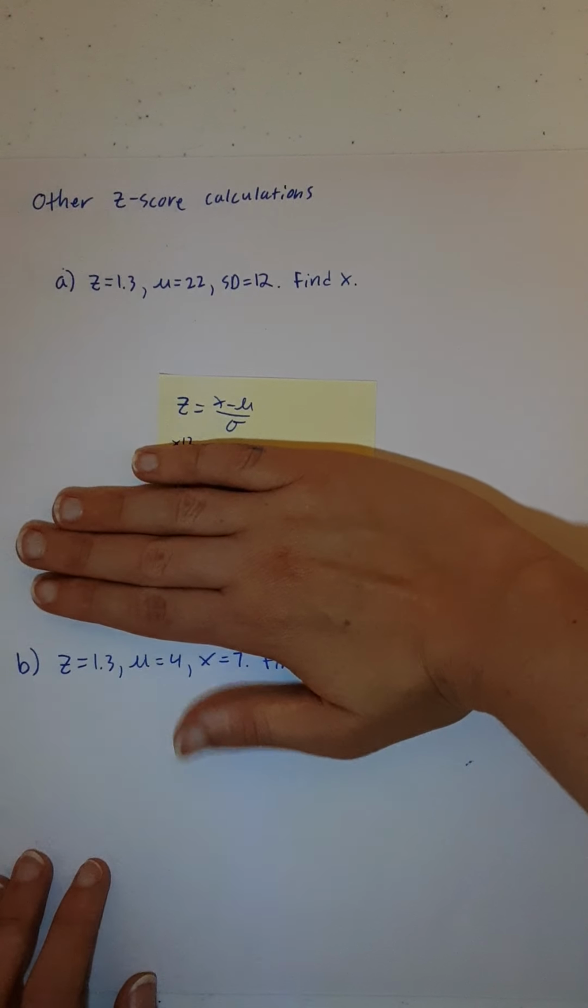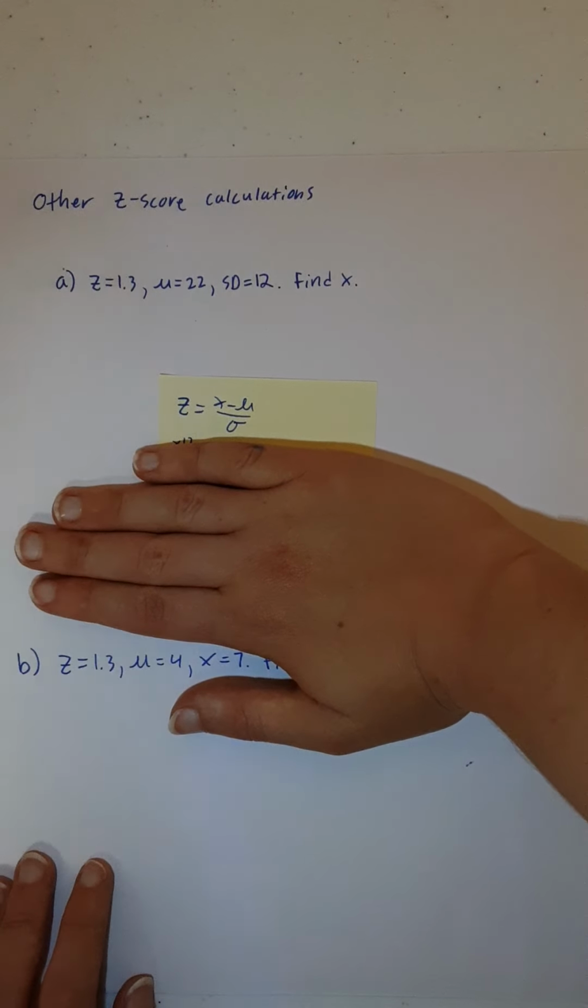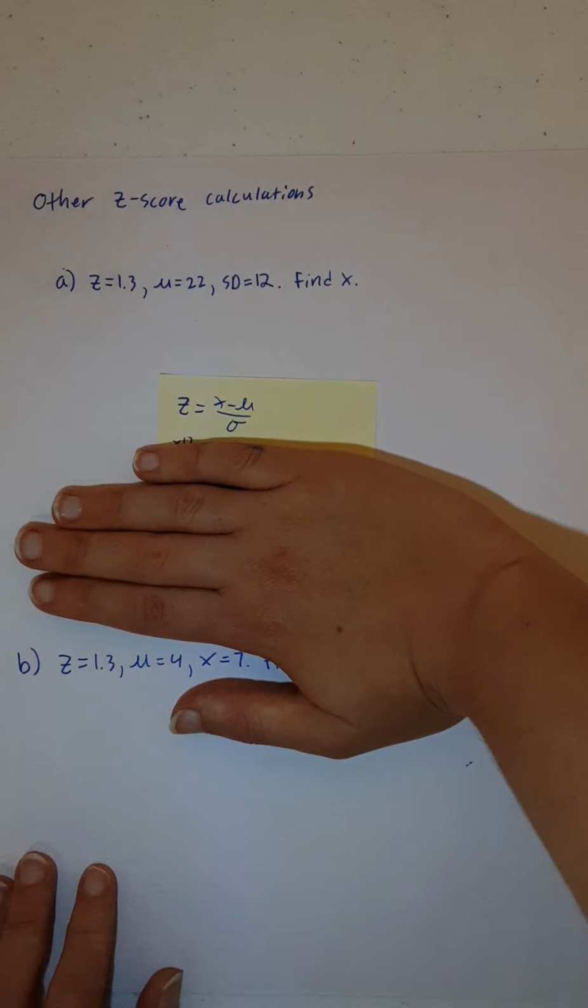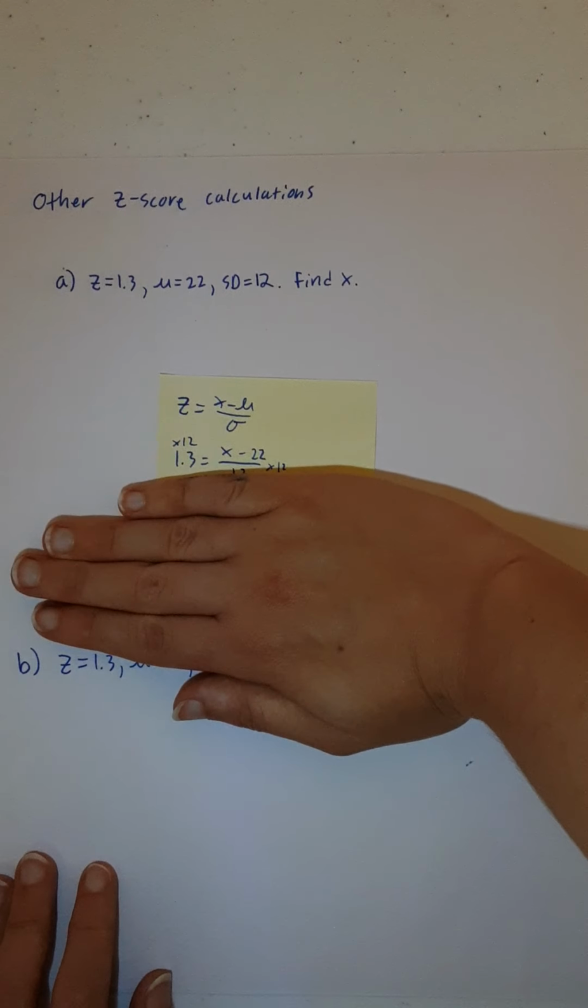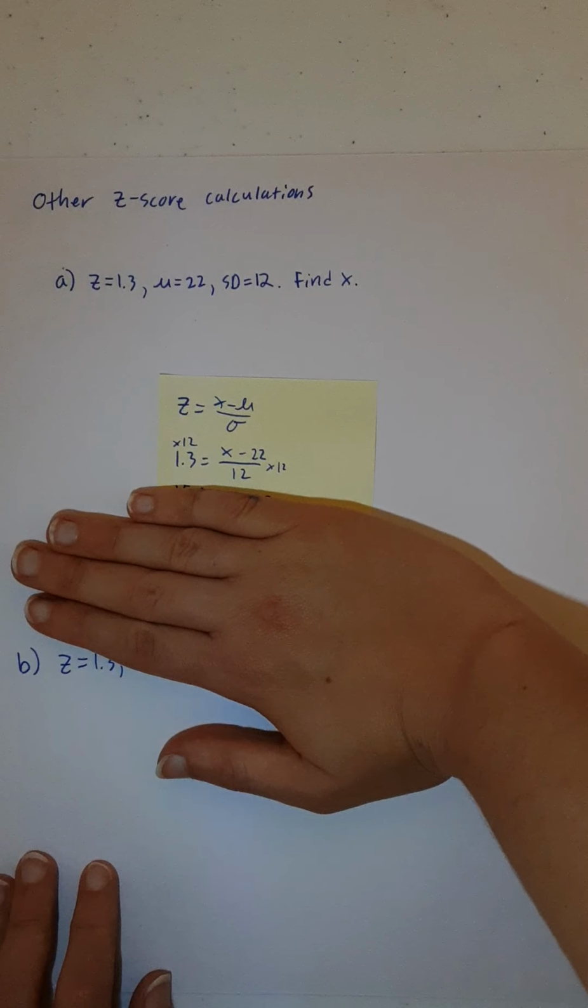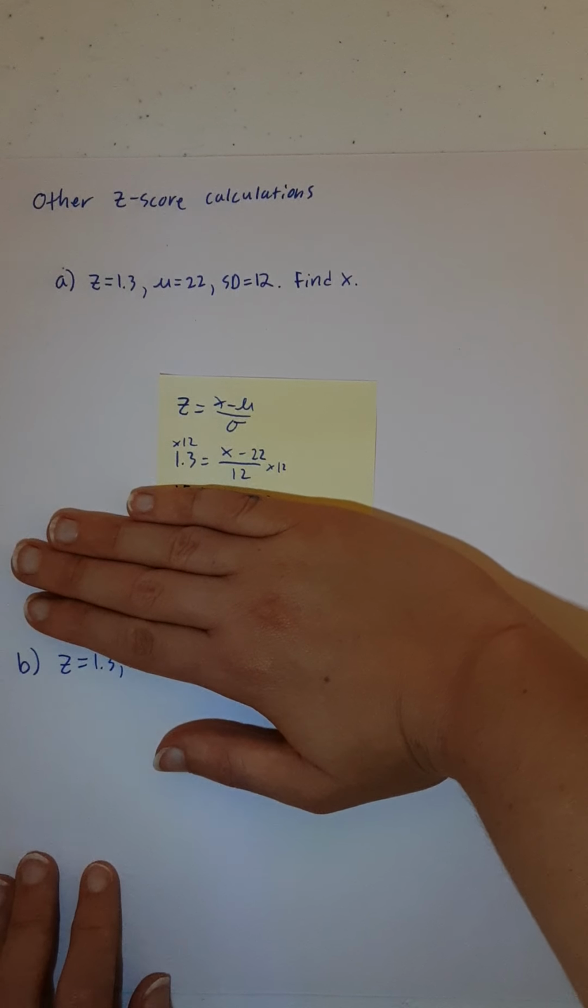The z-score formula tells us z equals x minus mu over sigma. We're going to plug in what we know. 1.3 is our z-score, that goes in for z. X is missing, we'll leave it as x. Minus 12, which is mu, or our mean, over 12, which is the standard deviation.